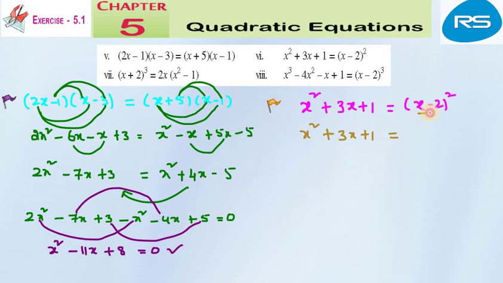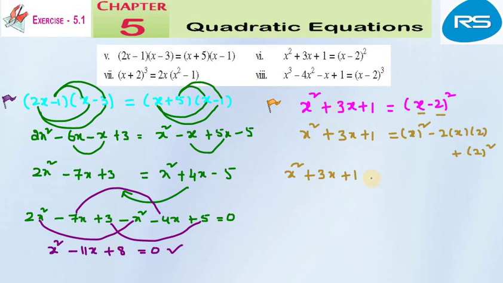Now here the question is that we have to expand a minus b whole square. You already know that a minus b whole square expansion is a square minus 2ab plus b square.